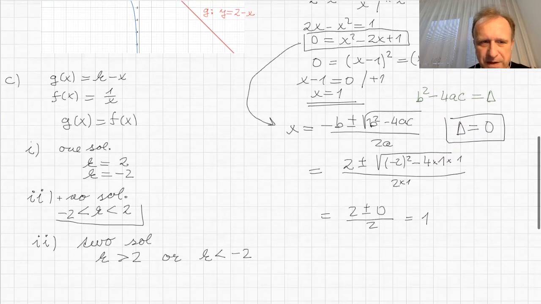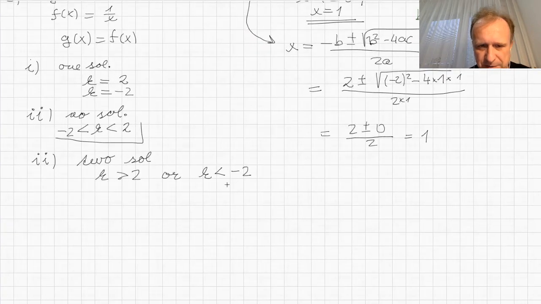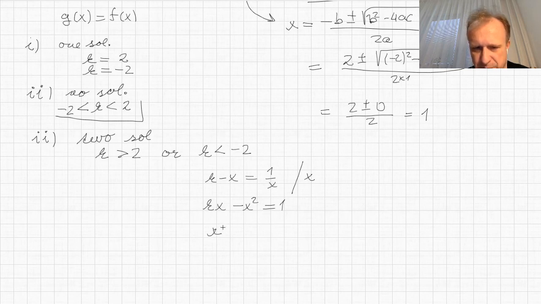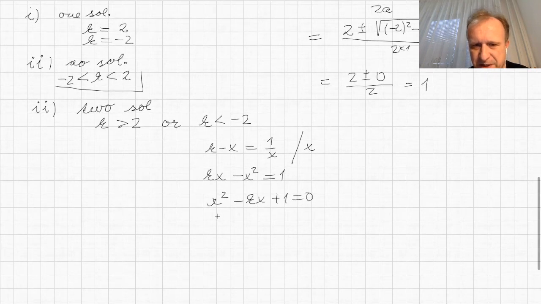So let me copy this equation again. It was the equation k minus x equals 1 over x. Now, if I multiply by x as before, I get kx minus x squared equals 1, or I might rearrange to get x squared minus kx plus 1 equals 0. So this is a quadratic equation, and there is a parameter k there.